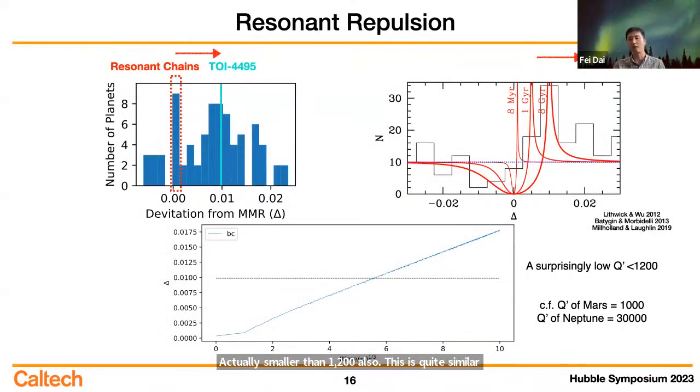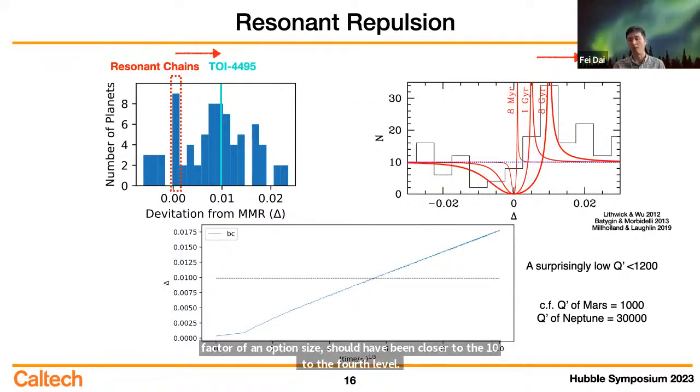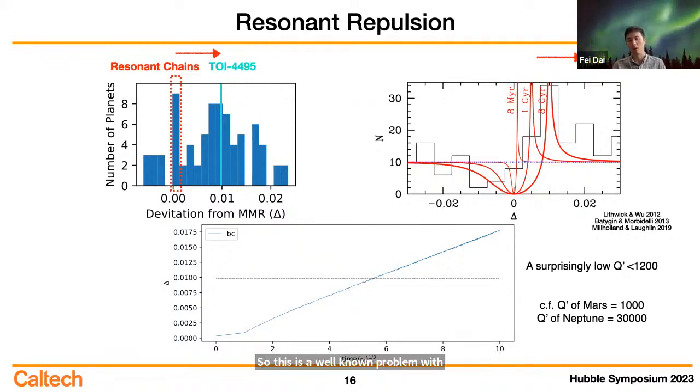However, the planet clearly bears more resemblance to our Neptune with the thick hydrogen-helium envelope. Its tidal quality factor, for a Neptune-sized planet, should have been closer to the 10 to the 4th level. So this is a well-known problem with resonant repulsion. The required tidal dissipation is usually much stronger than what is observed for the solar system planets. Obliquity tides may offer some help, but do not fully resolve the problem.